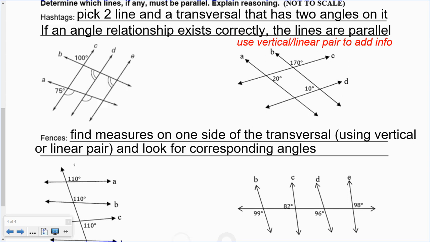Write it down, please. Yep, write down what's in red. Use vertical or linear pair to add info.